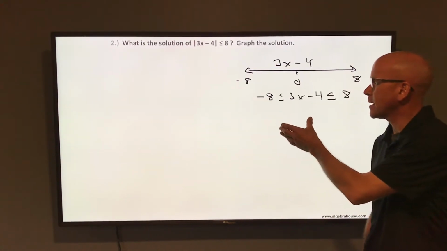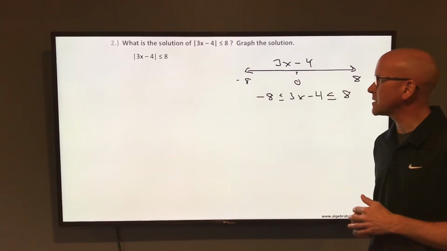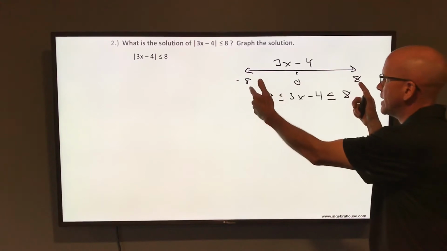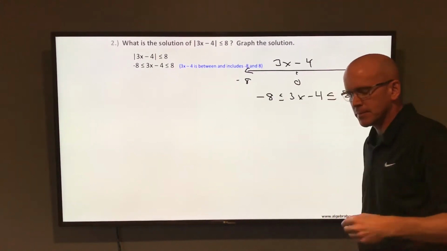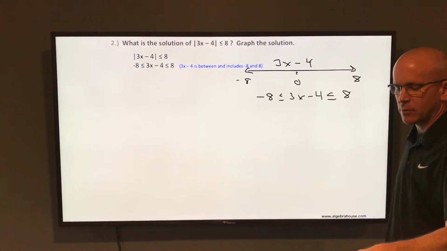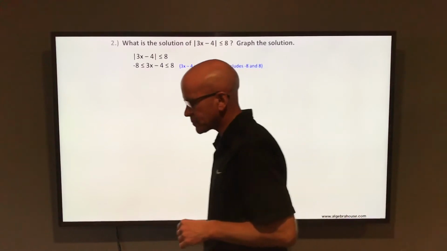That's how you would set it up to solve this for x. The distance that 3x minus 4 is away from 0 is less than or equal to 8. 3x minus 4 lies in between negative 8 and 8. So negative 8 is less than or equal to 3x minus 4, which is less than or equal to 8.